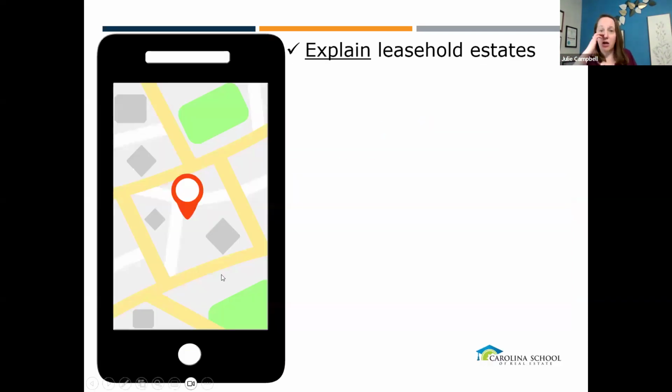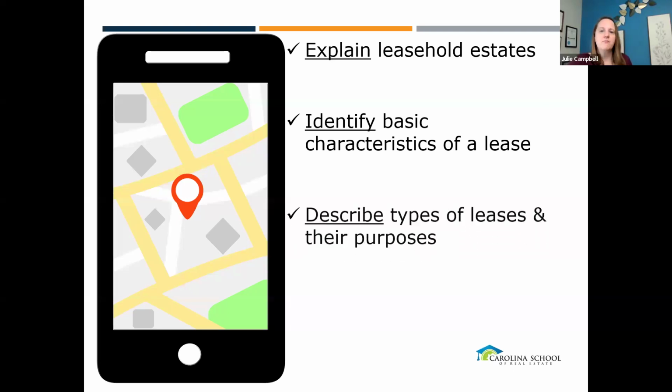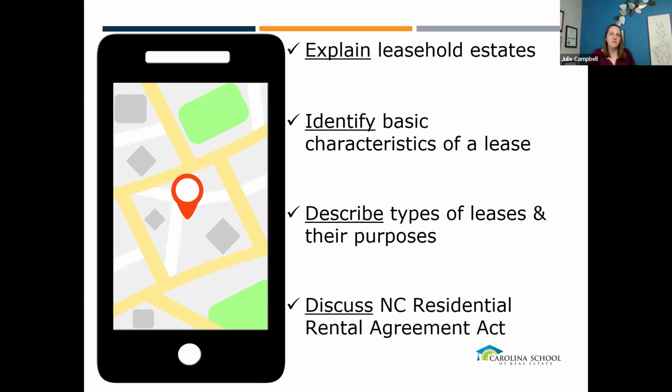We are going to talk about leasehold estates. We're going to talk about some basic characteristics of a lease, things that we typically see in leases. We've got several different types of leases and their purposes. And then I've got a state-specific section, the North Carolina Residential Rental Agreement Act. So this covers, in North Carolina, the relationship between landlord and tenant.